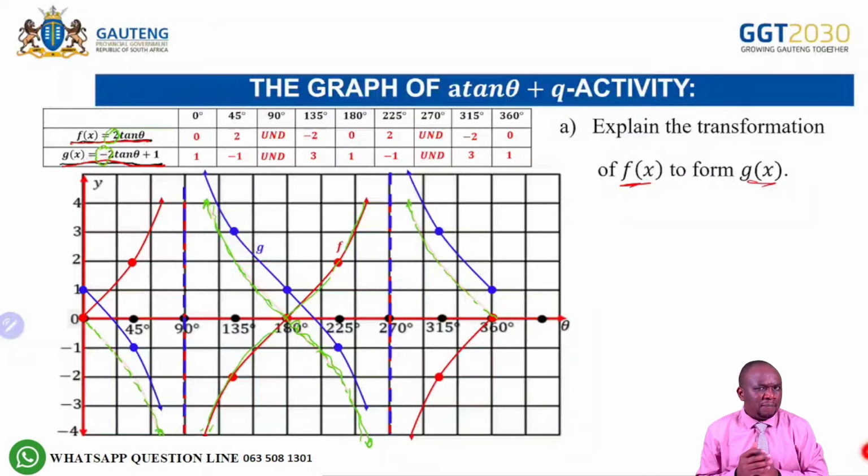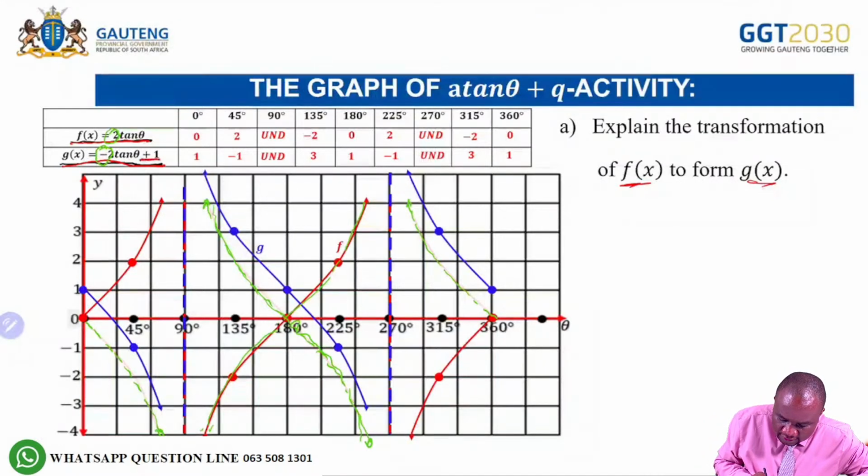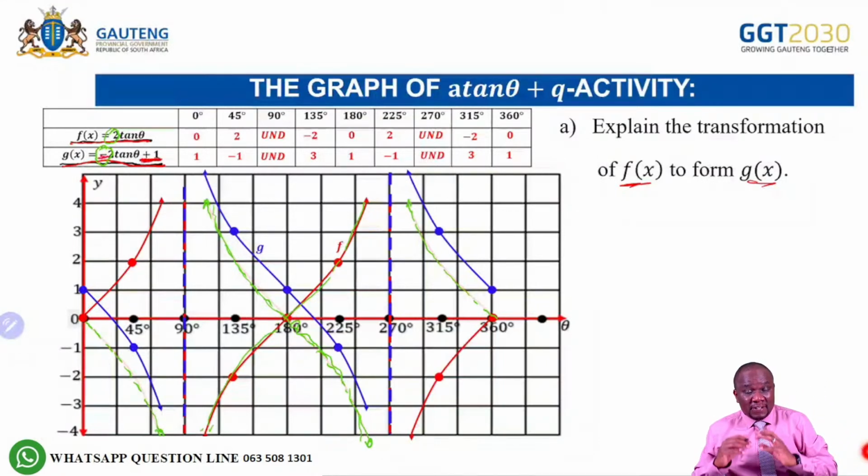And then after being reflected about the x-axis, what happens thereafter? It is shifted upwards by 1 unit. Where do we see that? We see it here. Let me go back to my red color. We see +1. So the -2 here means the graph is reflected about the x-axis and then thereafter shifted upwards by 1 unit. That's how f of x is transformed.